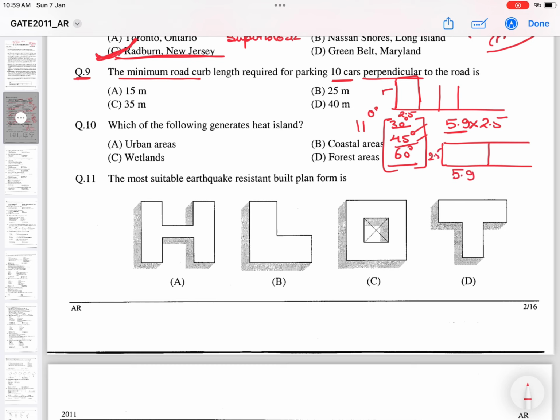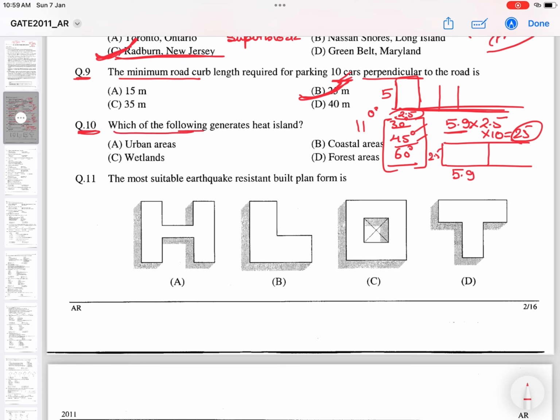5.9, 2.5, but here it will be taken as 5 and 2.5, and with 2.5 into 10 cars, because they need this bay, how much this bay will be, so it will be into 10 equals to 25, okay. So the answer is 25 meters.